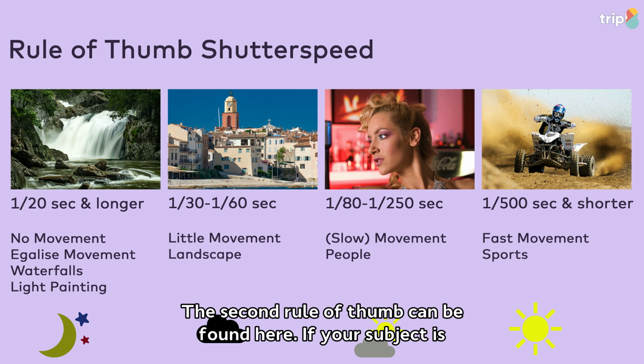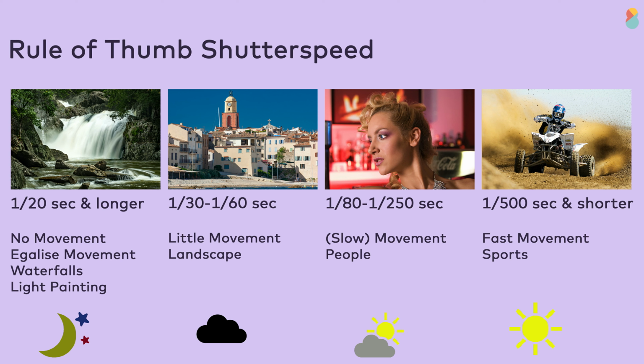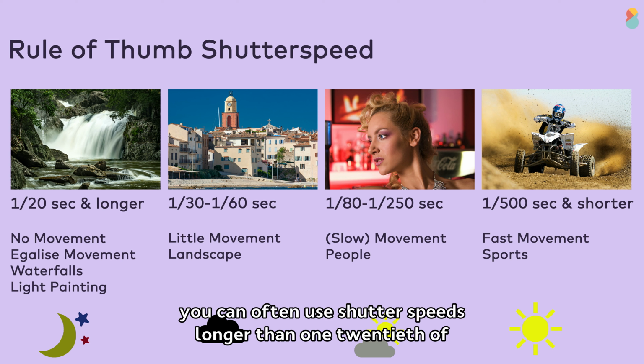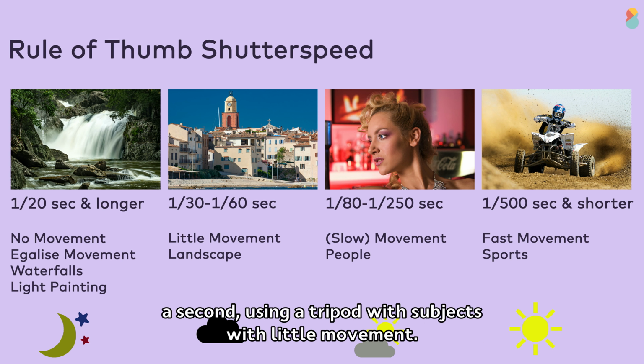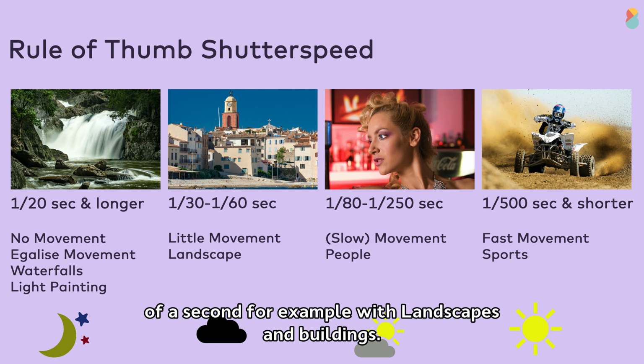The second rule of thumb can be found here. If your subject is not moving, or if you want to blur that movement, such as with waterfalls, you can often use shutter speeds longer than 1/20th of a second using a tripod. With subjects with little movement, you can use relatively slow shutter speeds between a 30th and a 60th of a second, for example with landscapes and buildings.